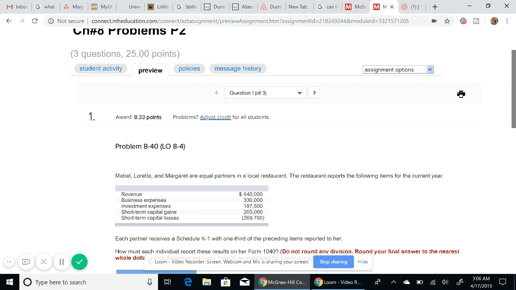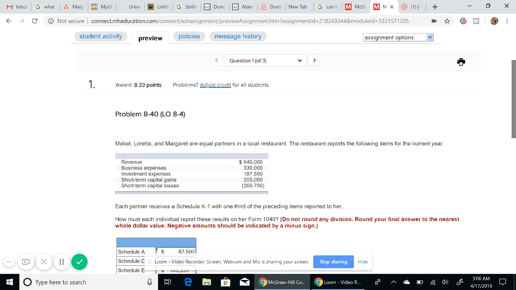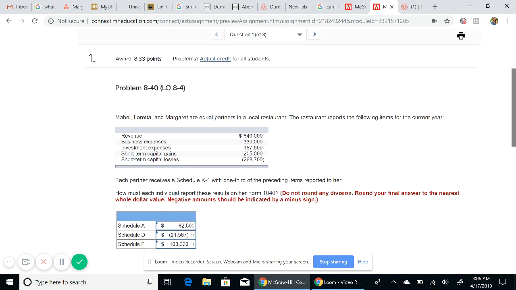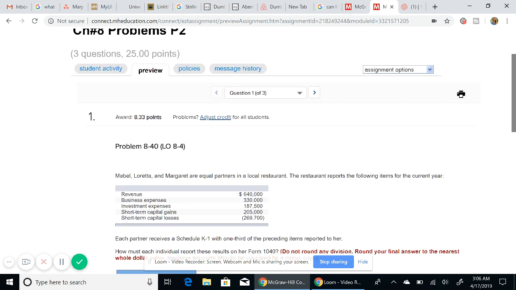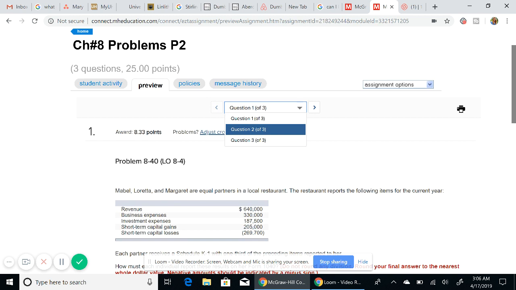And in this assignment, there are 3 questions. They're very similar. They're dealing with Schedule K-1s. Unfortunately, they don't actually show us the K-1s, but we're just going to take the information and apply how it would be reported for the owners on their Schedule K-1. And we're going to choose which form. They give you some forms and ask you to report what will be there.